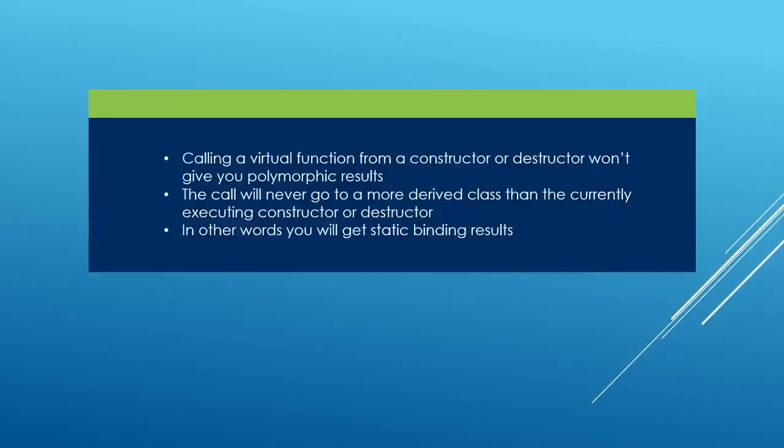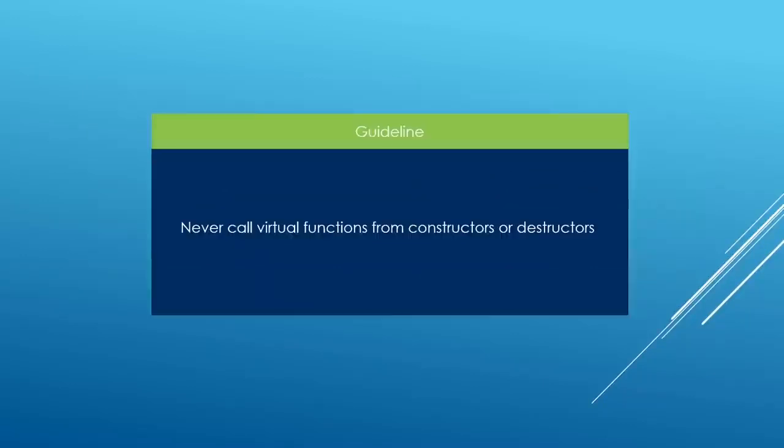So to sum up, calling a virtual function from a constructor or a destructor won't give you polymorphic or dynamic binding results. The call will never go to a more derived class than the currently executing constructor or destructor, and we will get static binding results. This is the idea I want to convey here. And as a guideline, you should never call virtual functions or polymorphic functions from constructors or destructors.